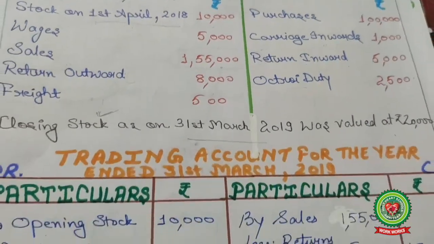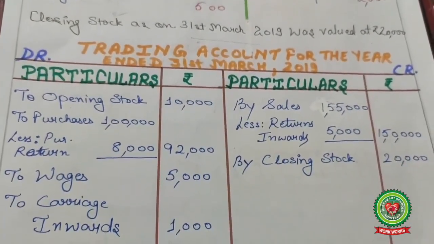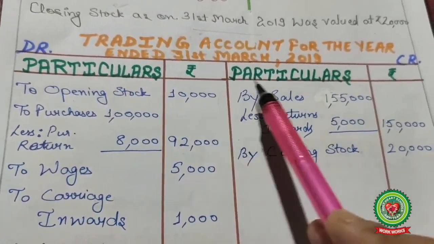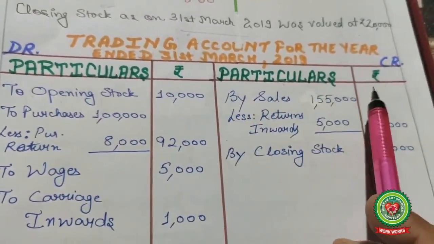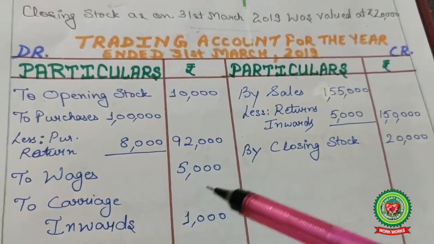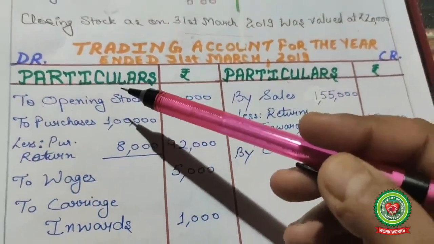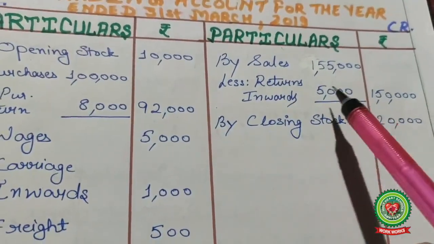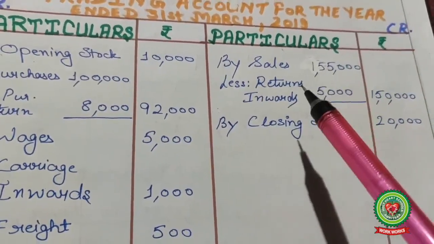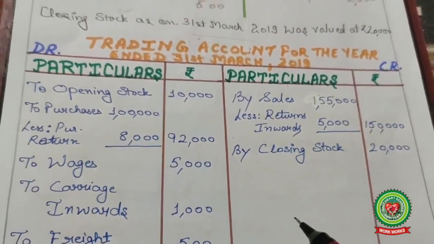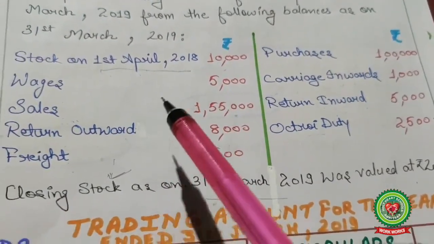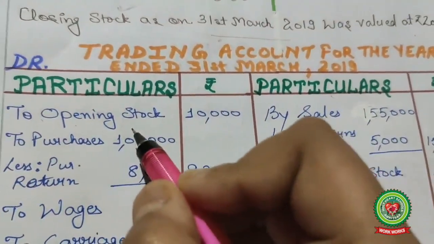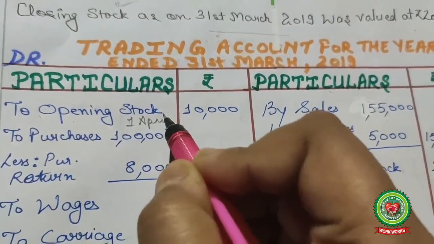Now how to make the trading account for the year ending 31st March 2019. First of all, see, particulars and amount columns. One is debit, one is credit. All your expenses go on the debit side, and all your incomes, if you receive any commission, anything you receive, go on the credit side. Okay, one by one, see. First of all, always number 1, opening stock. Opening stock means the stock available in the company on 1st April, the start of the accounting year.